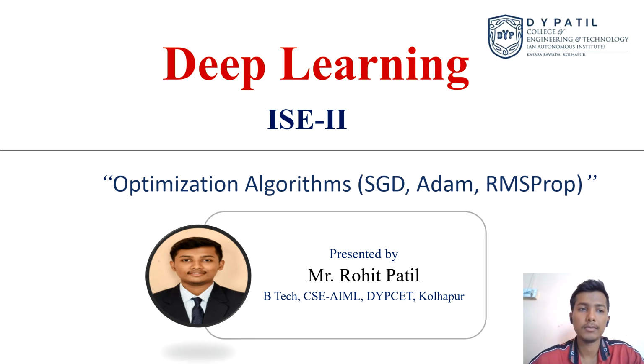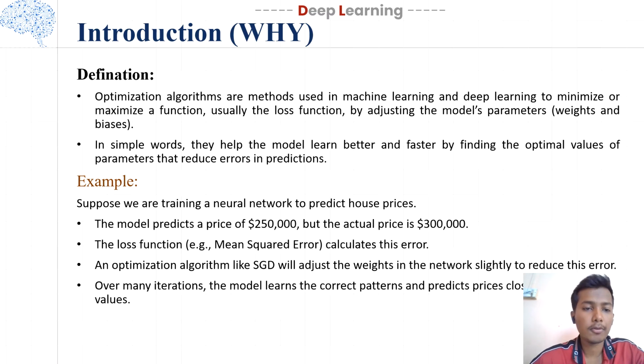So let's begin. Before going further, let's see what an optimization algorithm is. An optimization algorithm is a method used in machine learning and deep learning to minimize or maximize a function, usually the loss function, by adjusting the model's parameters, weights and biases. In simple words, they help the model learn better and faster by finding the optimal values of a parameter that reduce error in the predictions.